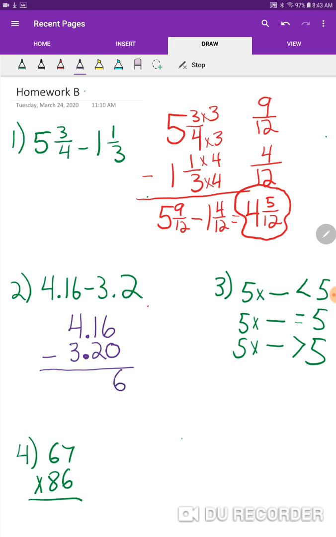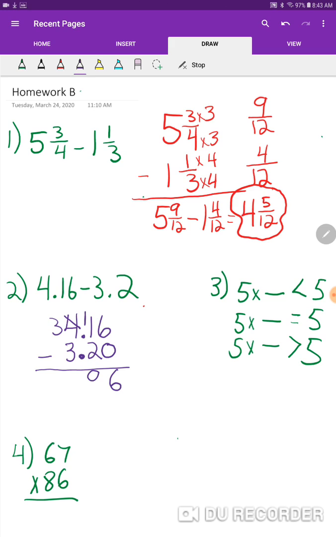6 take away 0 is 6. 1 take away 2, you can't do it, so we're going to borrow. Cross out the 4, make it a 3, add 1. We get 11 minus 2 is 9, so we get 96/100ths or 96 cents.